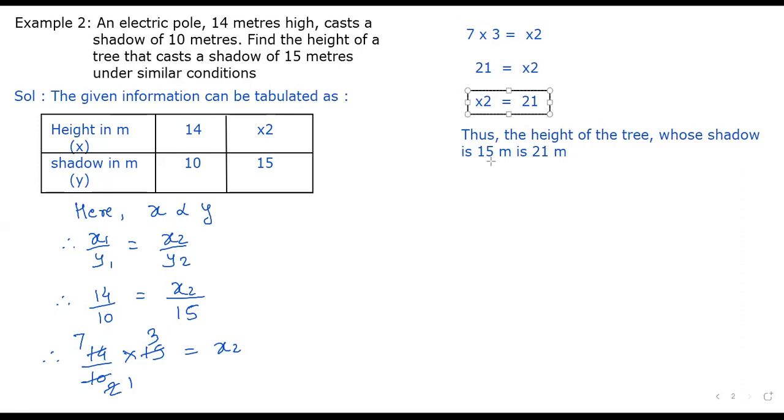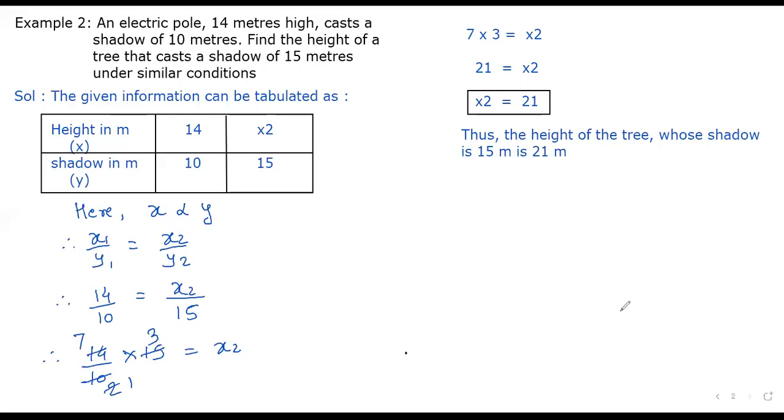Are we understanding what we are writing? Yes, sir. So first we have to decide whether it is a case of direct or inverse proportion. Right now we are dealing only with direct. And if it is directly proportional, then x1 upon x2 is equal to y1 upon y2. Yes or no? Yes, sir.